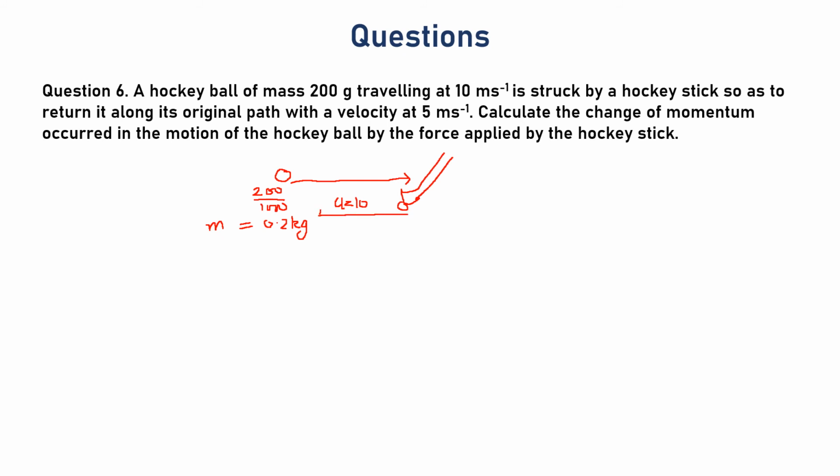Because there is a change in direction, you can see the directions are opposite to each other. So the final velocity, that is v, will be -5. I'll write meter per second later on. Why have I taken -5? Because the direction of the velocity has changed, and velocity is a vector quantity. So definitely we have to consider the directions, right, students? So now let's do the calculation.